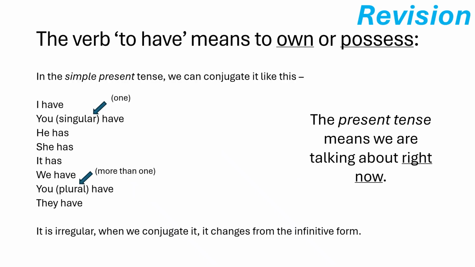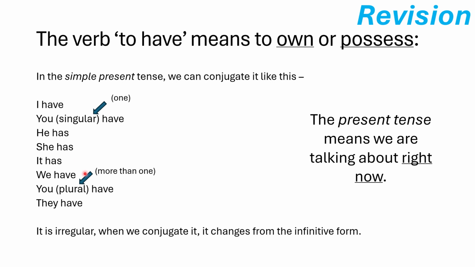As an action verb, or acting as a main verb, the verb to have tells us what someone or something owns or possesses. In the simple present tense, we can conjugate the verb to have like this. Follow as I read. I have. You have. This is singular, one person. He has. She has. It has.